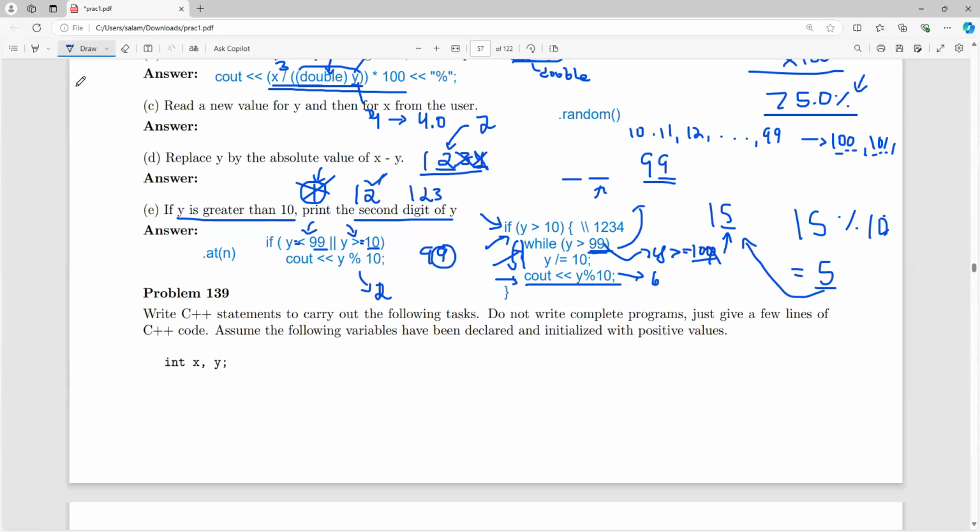So now, let's do this. 123. Can we change the or to and? Sure, let's try that after this, but let's see for 123. Is 123 less than or equal to 99? Nope. Is it greater than or equal to 10? Yes. Cout the last digit, 3. So that gives us 3. But we wanted 2. So it's wrong.